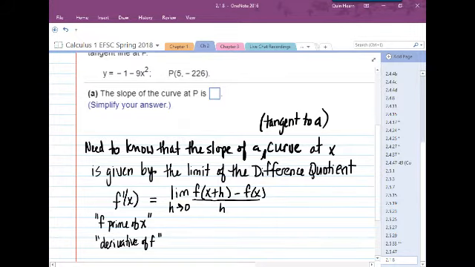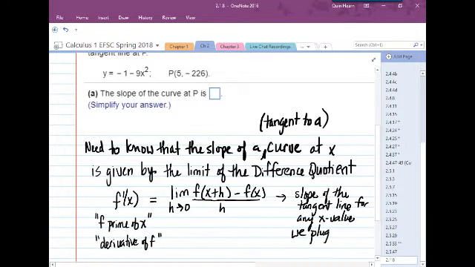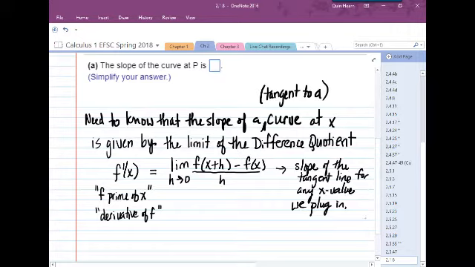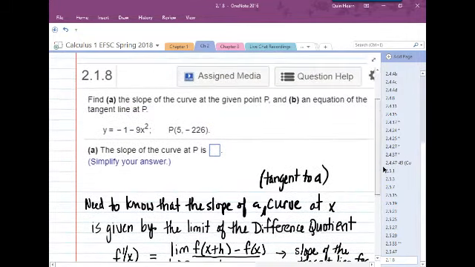So anyway, we need to be able to find the difference quotient, which is going to give us the slope of the tangent line for any x value we plug in. And in part B, we're going to have to find the equation of that tangent line as well. So part A is going to help us with part B because we're going to get the slope. So let's go back up here. What are we trying to do here?